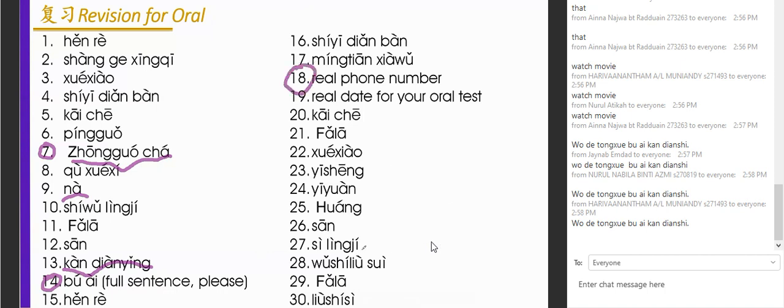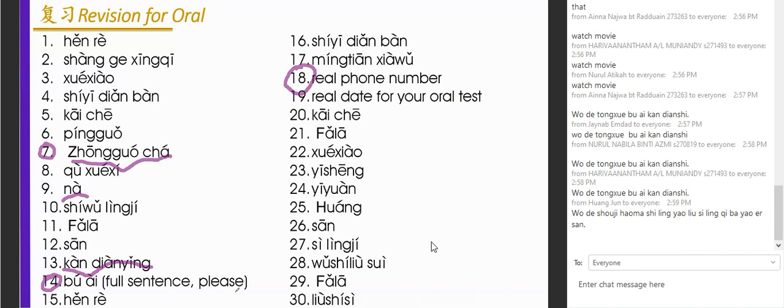If you are number 18, during your oral test you answer me 我的手机号码是01640781223, correct or not? If this is the answer you give me during your oral test, 我的手机号码是01640781223, can or cannot, 能 or 不能?